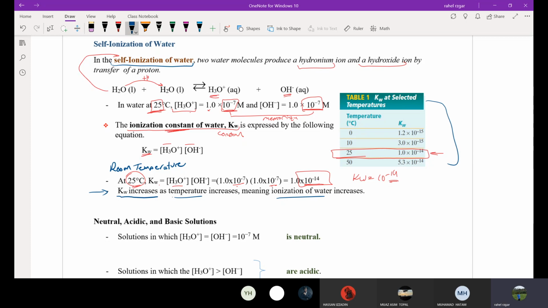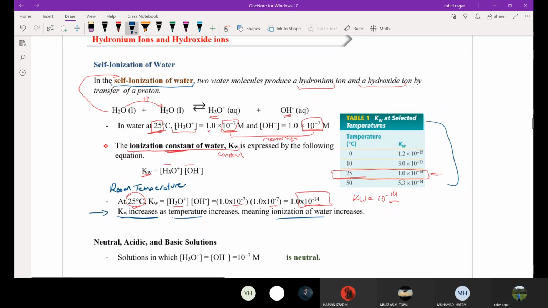If temperature increases, we know Kw, the ionization constant of water, will also increase. Any questions? Good.